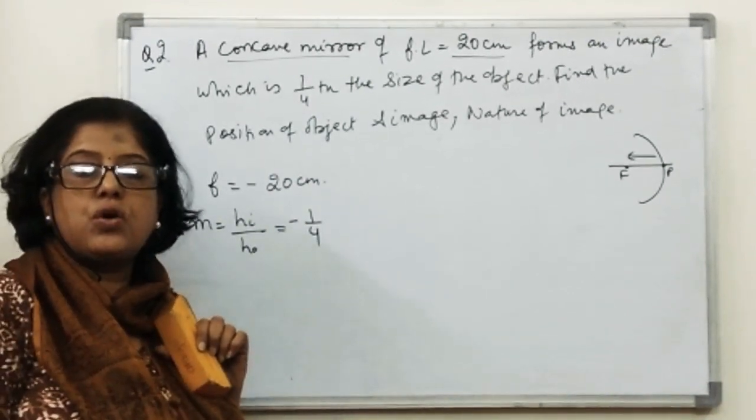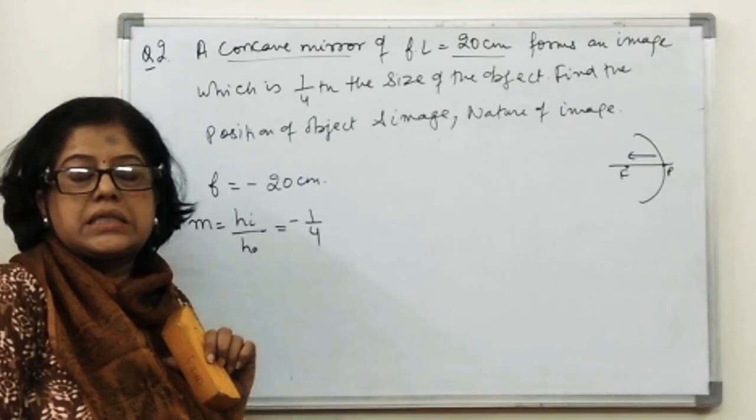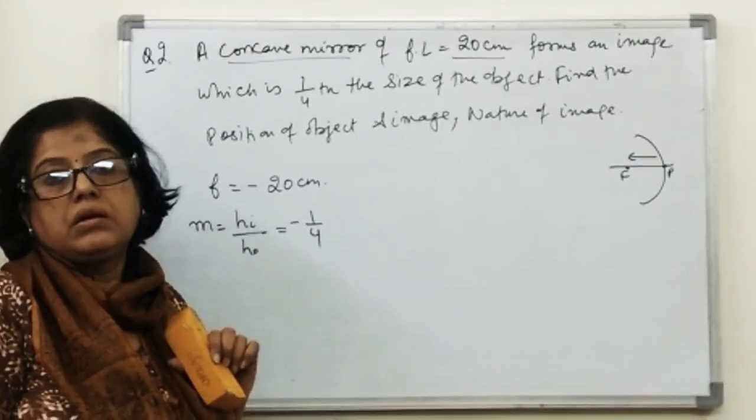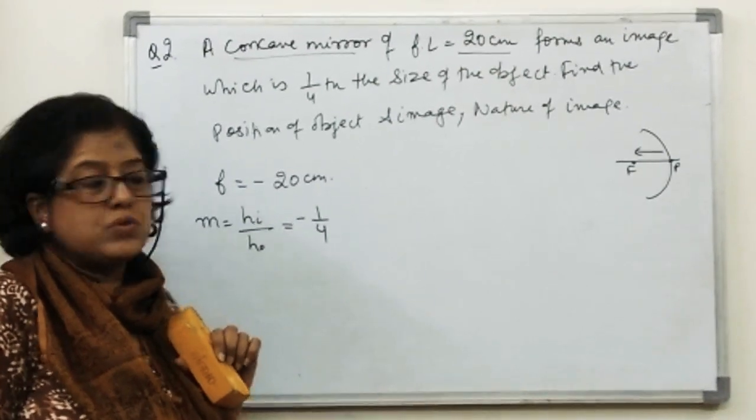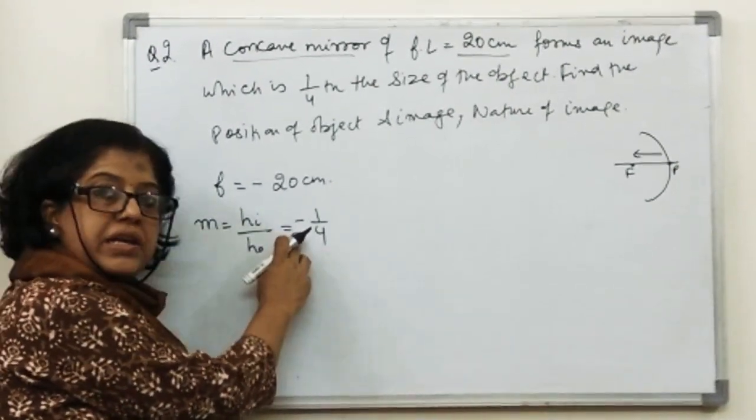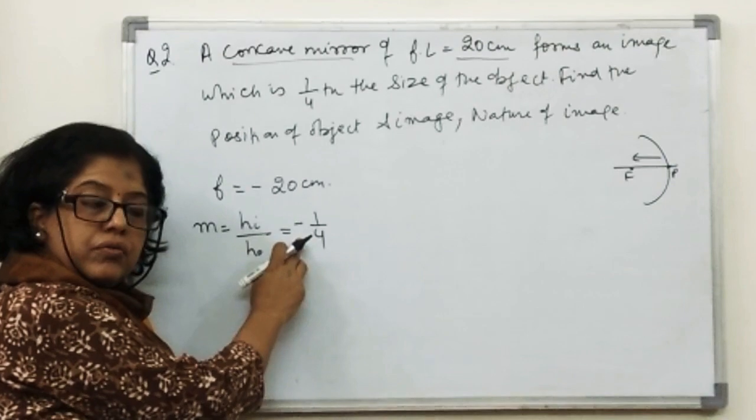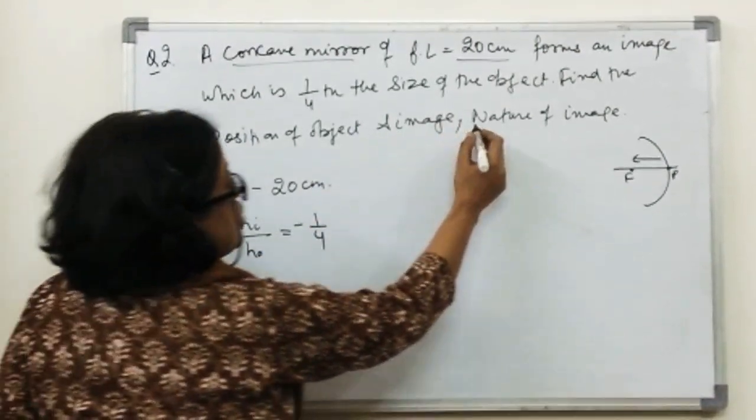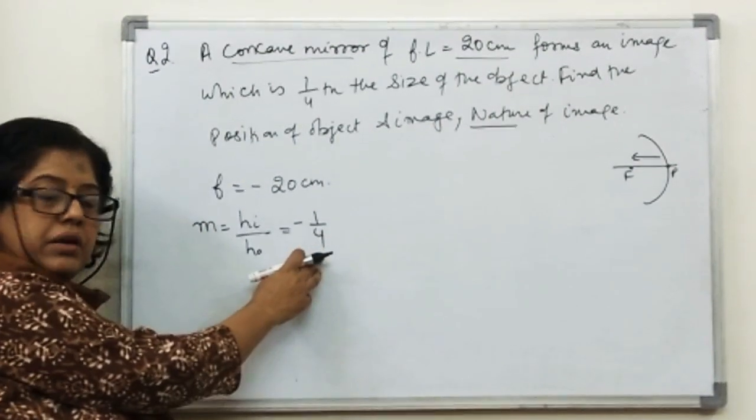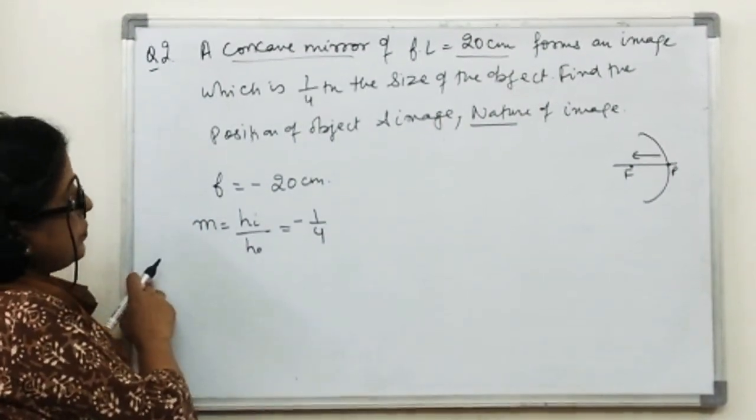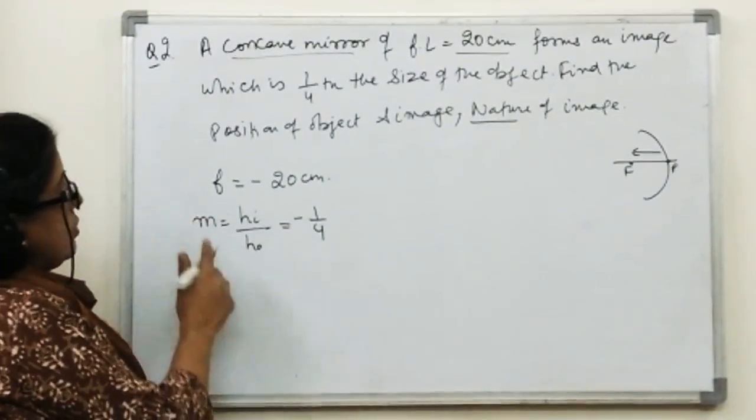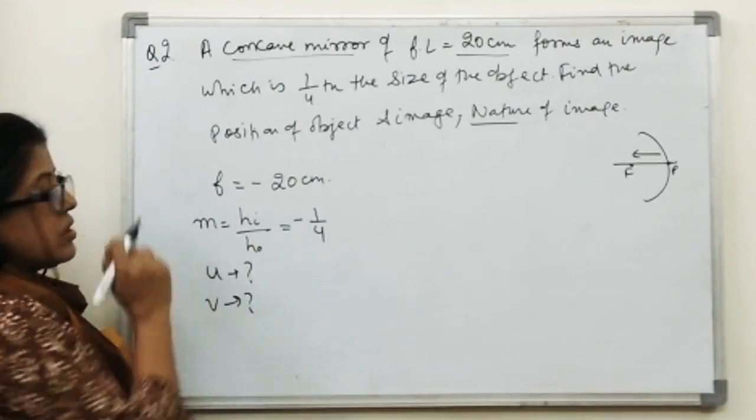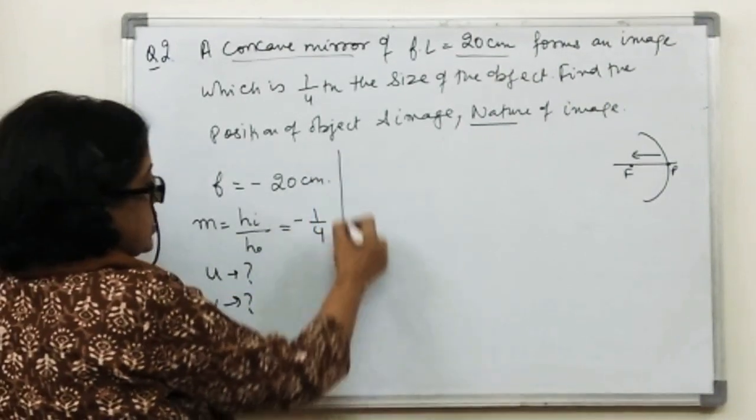Again, in the last video we discussed in detail the value and the sign of M. So if it is a real image, M should be minus 1/4. Fine. So it means a real inverted diminished image. So obviously the nature of the image we've already discussed. It is real, inverted and diminished. Now what you have to find out is U, the object distance, and V, the image distance. Now how to do it?